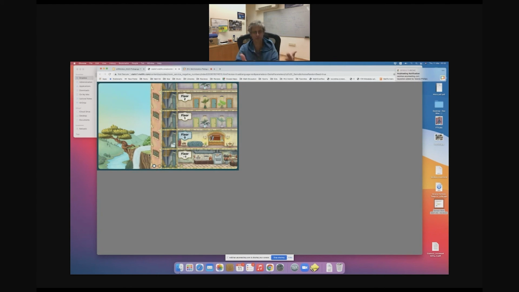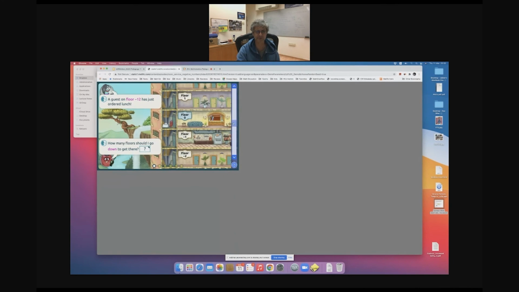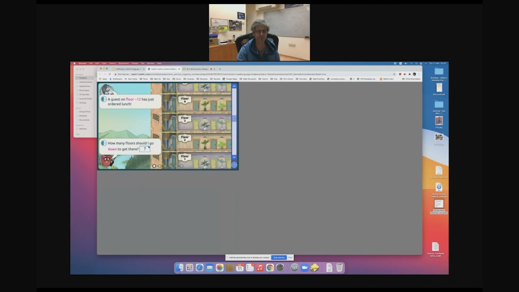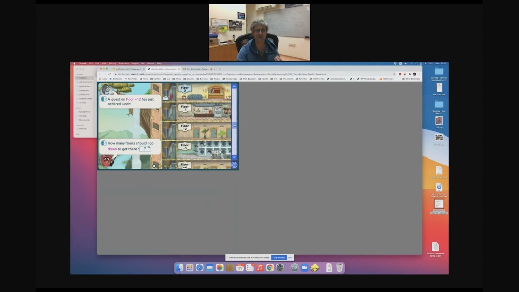Okay, so the player, the child... A guest on floor minus 12 has just ordered lunch. How many floors should I go down to get there? We're on floor 0, and we have to go to floor negative 12, so it's not very difficult, right? Although, again, as a player, I can actually browse this hotel. I could go down and up. Remember that a good game should enable you to manipulate as much as possible. All right, so the answer is 12, right?